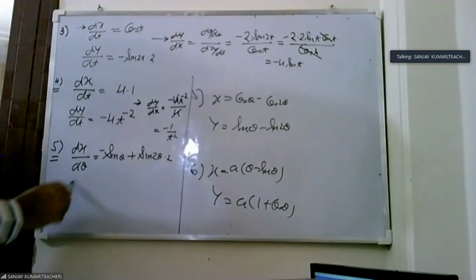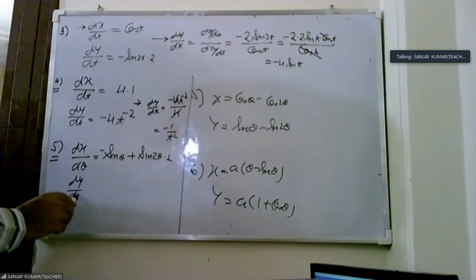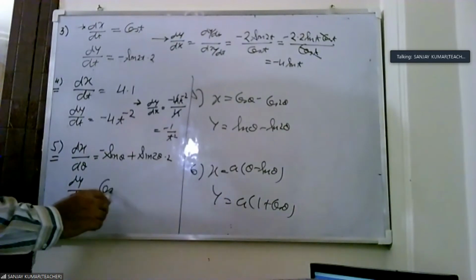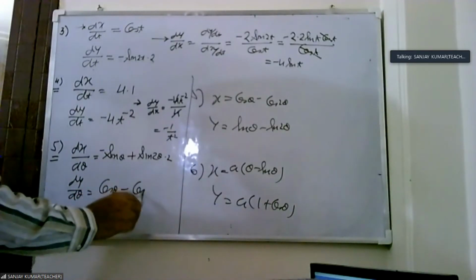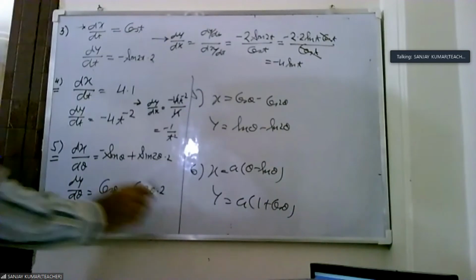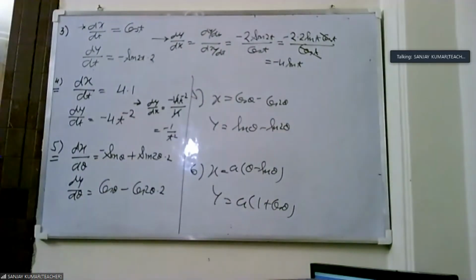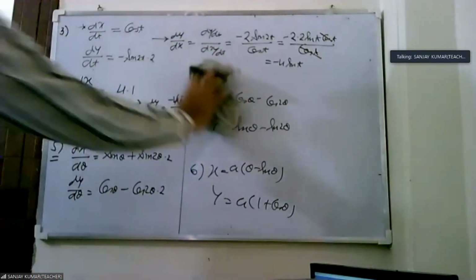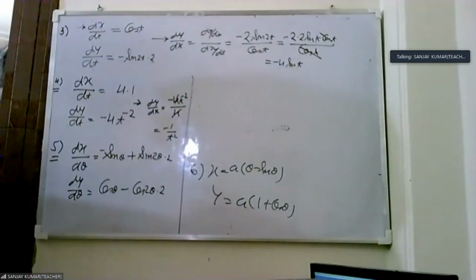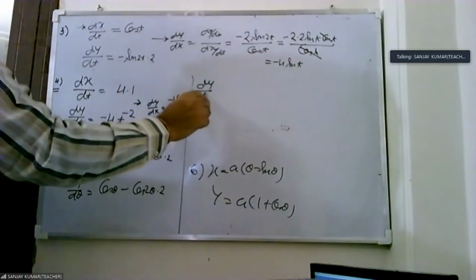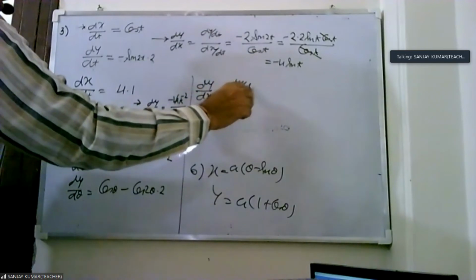Then similarly we find dy by d theta. So dy by d theta: the derivative of sin theta is cos theta, and for sin 2 theta it is cos 2 theta into 2. Okay, the question is to find dy by dx. So we divide both. See, again we divide both. That is dy by dx, so dy by dx is dy by d theta divided by dx by d theta.